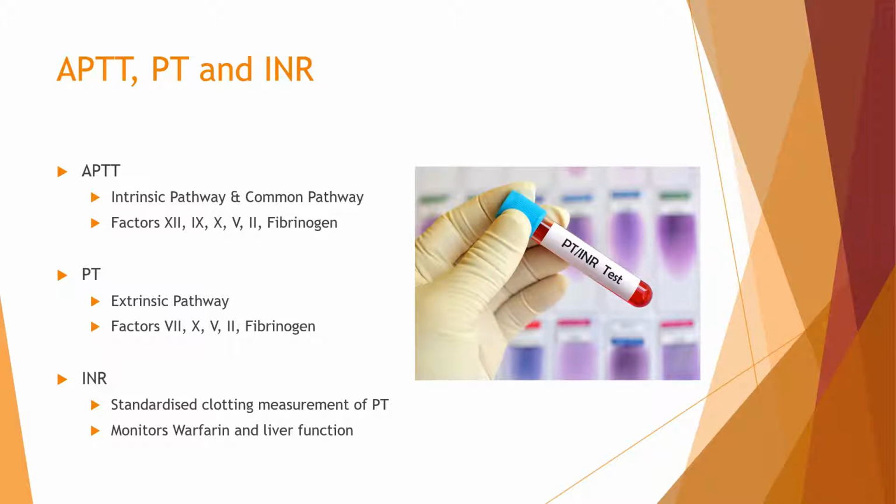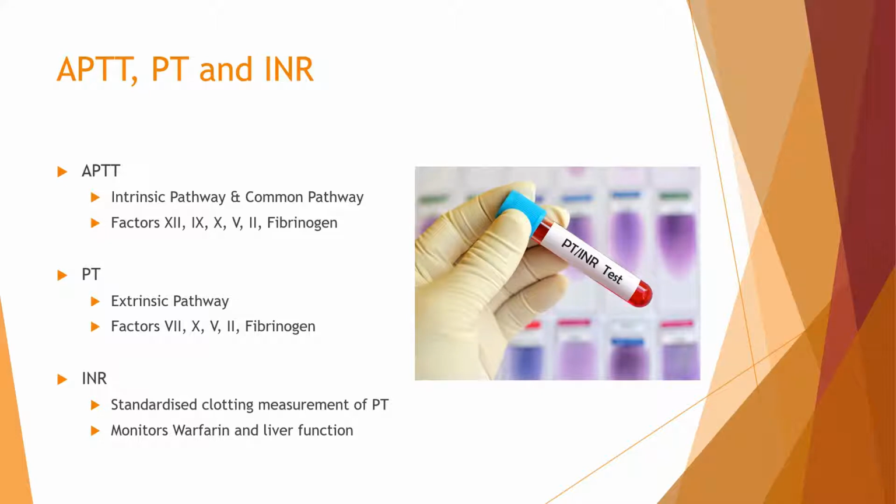The tests that we use clinically to monitor clotting are our APTT and our PT, so our activated partial thromboplastin time and our prothrombin time. The APTT is more of a measure of the intrinsic pathway and common pathway, whereas the prothrombin time is a measurement of the extrinsic pathway.